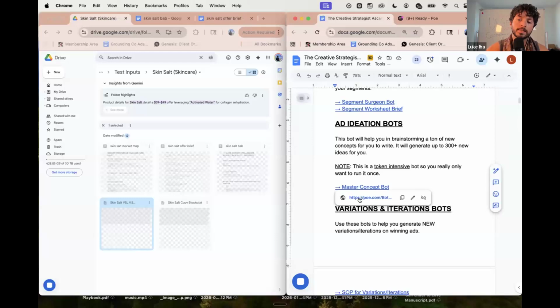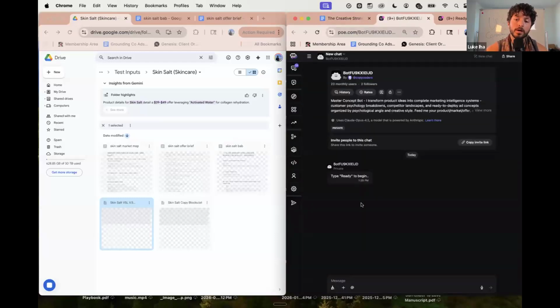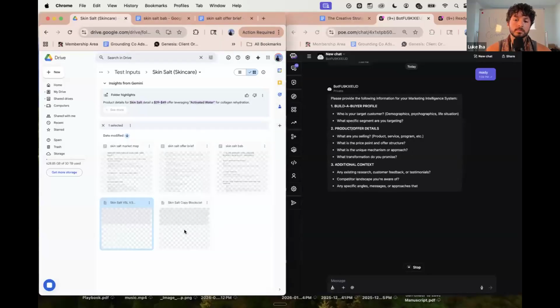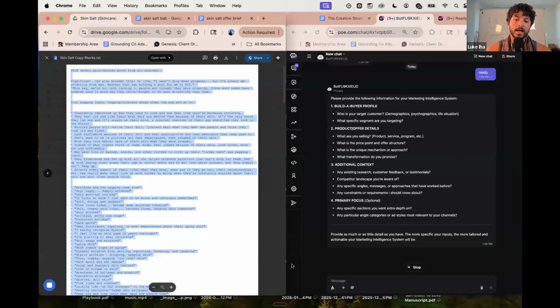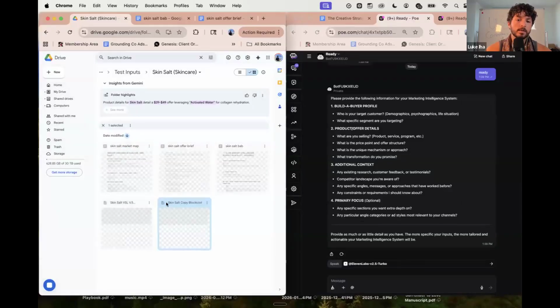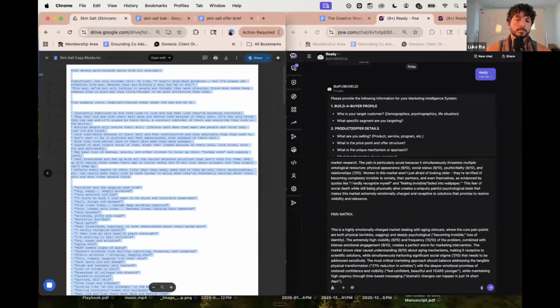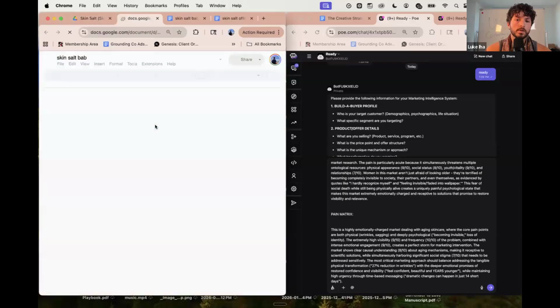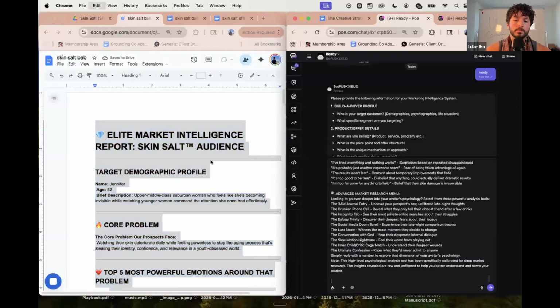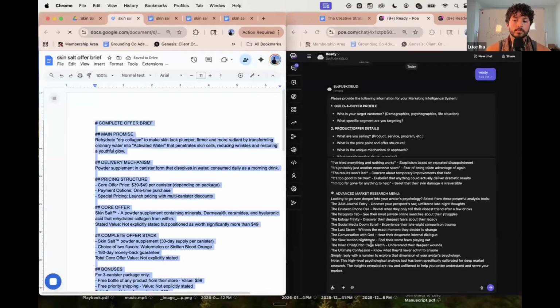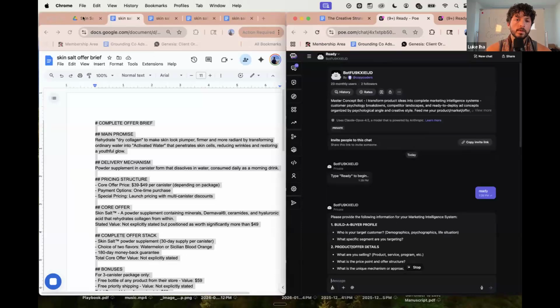Okay, then you have the master concept bot. I know a lot of you guys have played around with this. This just gives you all kinds of ideas. This is definitely something that I would run just to get a sense of what's going on. And again, I like to use this, but let's do copy blocks. Let's do build a buyer. And let's do offer brief. We'll run that, baby.